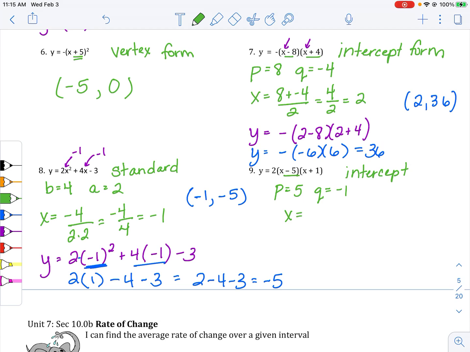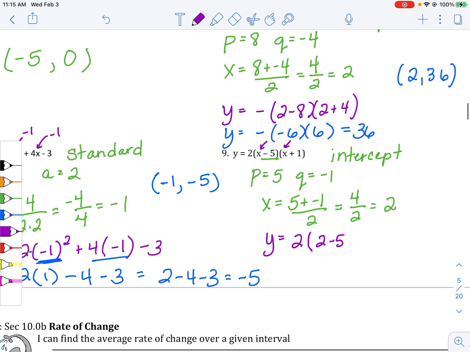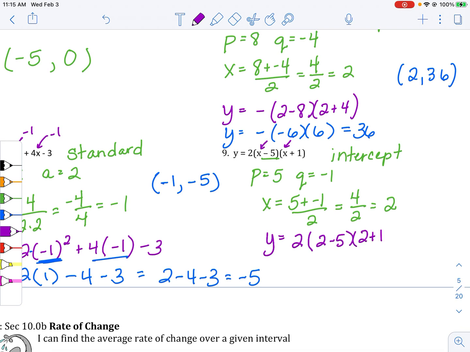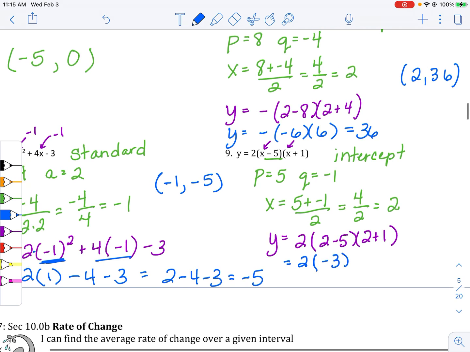So x equals p plus q divided by 2 would be 5 plus negative 1 divided by 2. The fraction bar serves as a grouping symbol, so I get 4 over 2, which is 2. And then finally, to find y, I have to evaluate that 2 in for x. So I'm going to get y equals 2, parenthesis 2 minus 5, parenthesis 2 plus 1. Remember that self-checking piece, these 2 parentheses should be opposites. 2 minus 5 is negative 3, 2 plus 1 is positive 3, so that checked out.